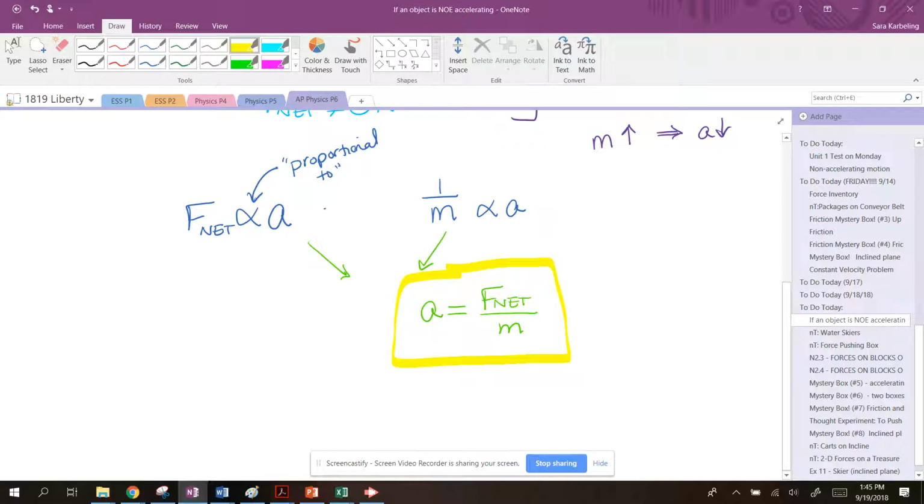This is Newton's first and second law right here. Put a label on it. Newton's first and second law. It's right there. Okay? One equation. It's easy. You got this.